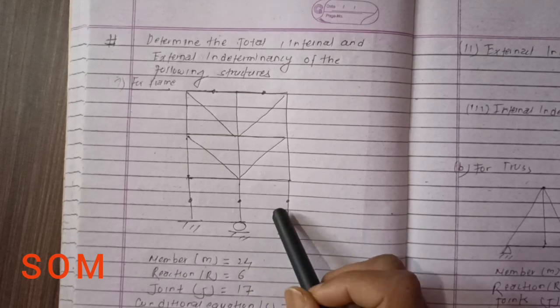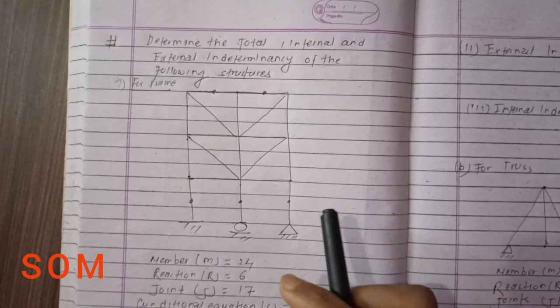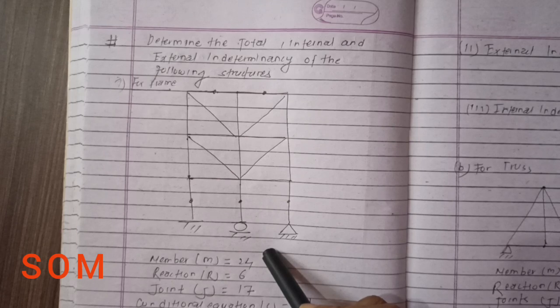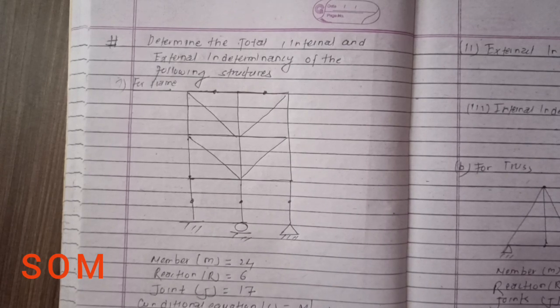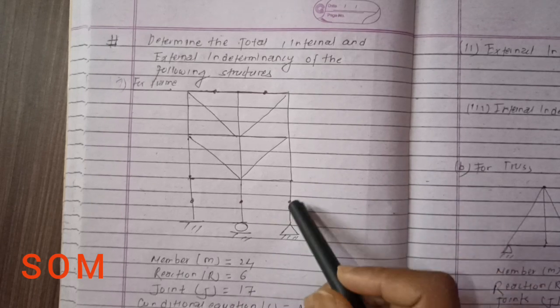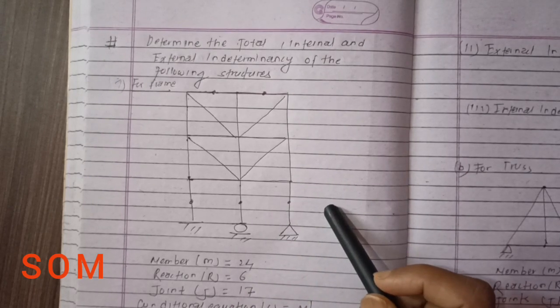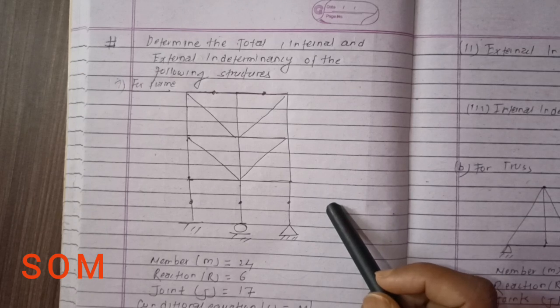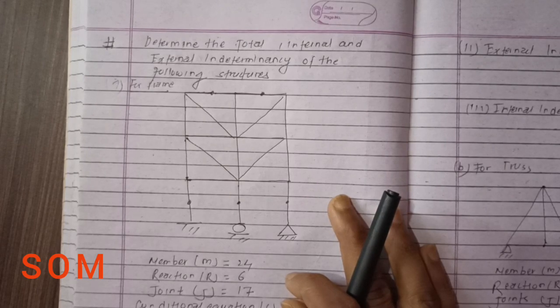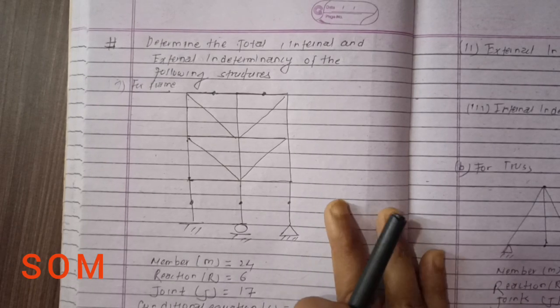So now come to the topic. This question is very important from the engineering point of view, because it is important to calculate the total internal and external indeterminacy of the structure, because it tells us about the stability and instability of the structure. And this question is generally asked in strength of material in different university examinations. So now coming to the topic.